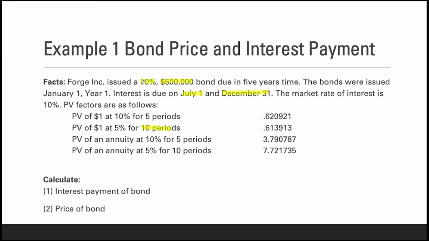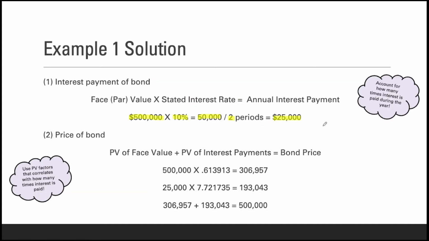And basically the market rate of interest here, which is given at 10%, we're going to want to divide that by 2 to get 5%. So interest is paid twice, so you would multiply the time period by 2, and you would divide the market rate of interest percentage by 2 as well to use the present value of $1 at 5% for 10 periods, and its corresponding present value factor is 0.613913.